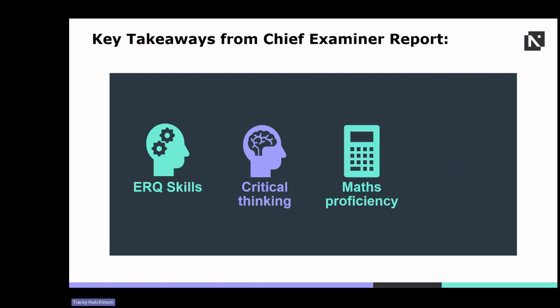Another key area in the Chief Examiner report was math proficiency. Formative quizzes focusing on data interpretation and mathematical reasoning can prepare students for summative tasks that require these skills. And the final area that was highlighted in the Chief Examiner report was reflective practice. Reflection is essential in both formative and summative assessing, allowing students to critically evaluate their learning journey and continuously improve, which will help improve outcomes in assessments also.